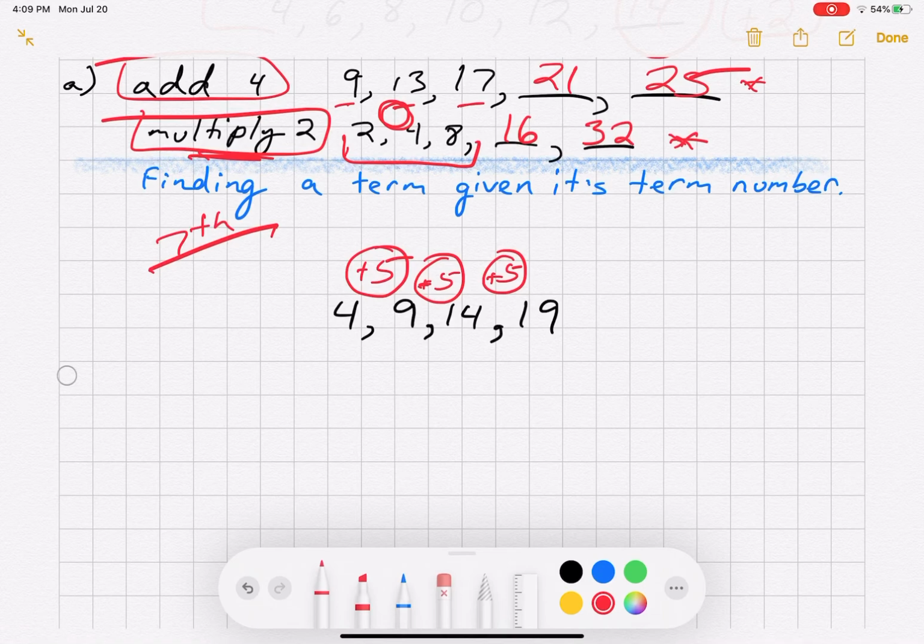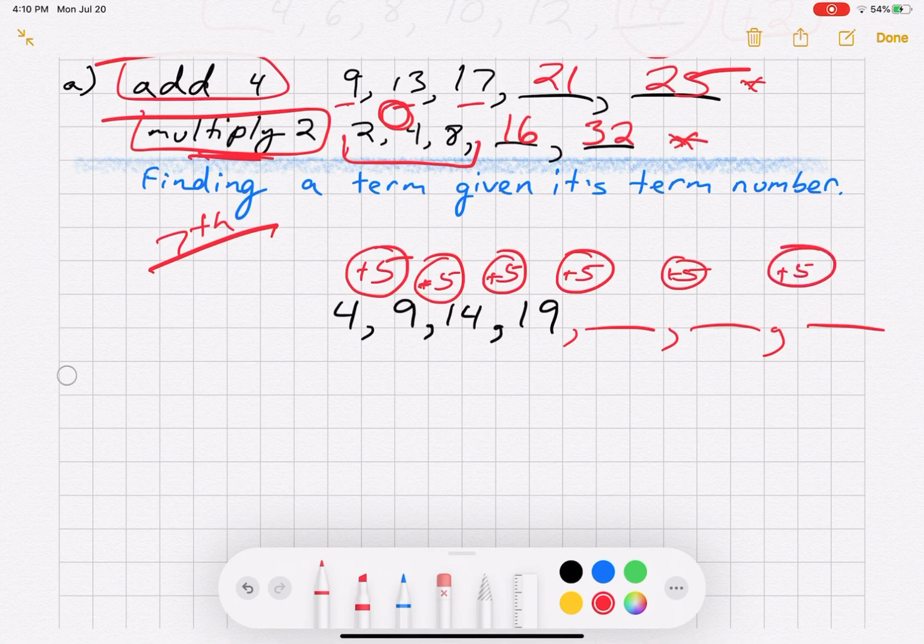get 19. So now, if I'm wanting to find the 7th term, so that's 4, 5, 6, 7, I'm going to add 5 here, add 5 here, and add 5 here. Okay, so that would be 24, that would be 29, and this would be 34.